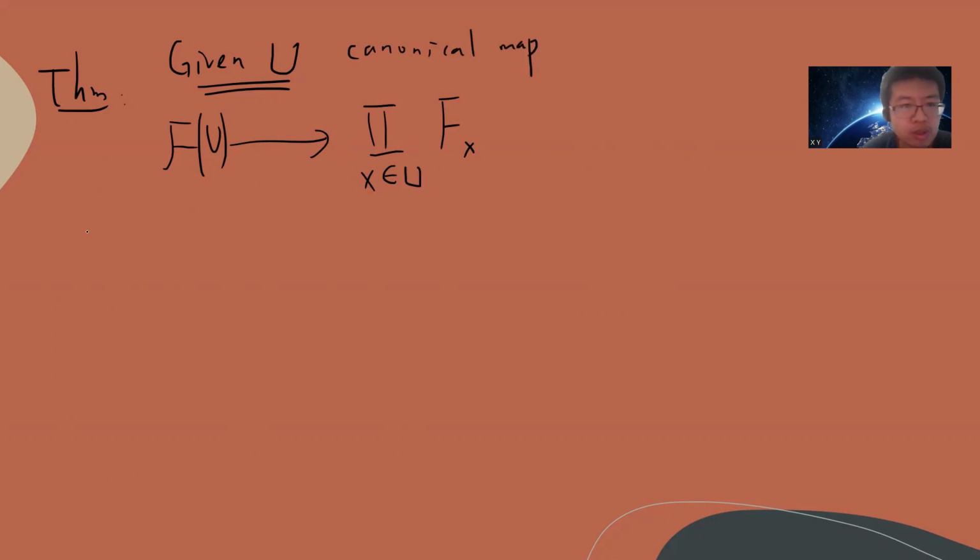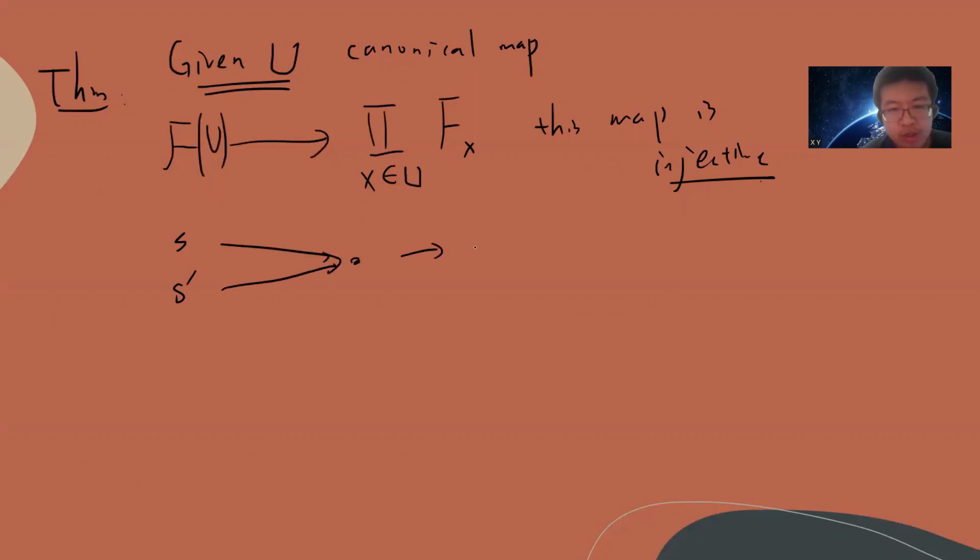The important theorem is that this map is injective. This is what we need to prove. So let's say we have s and s'. We hope to prove that if they map to the same thing, then they are the same. The proof is very simple, so let's write down the definition.